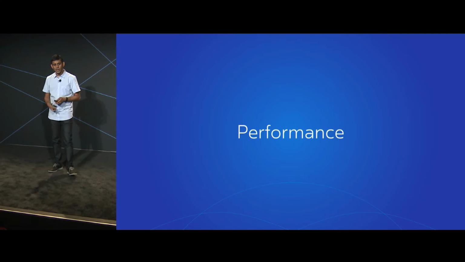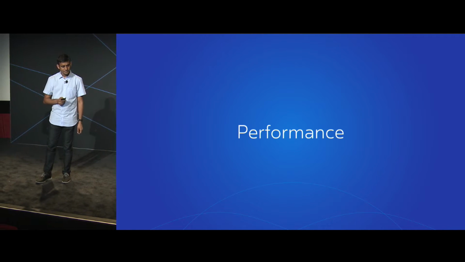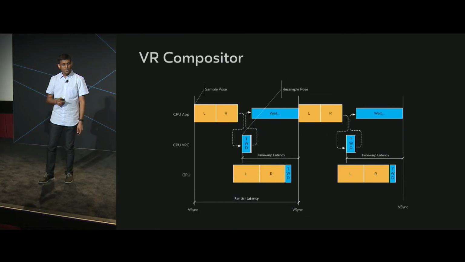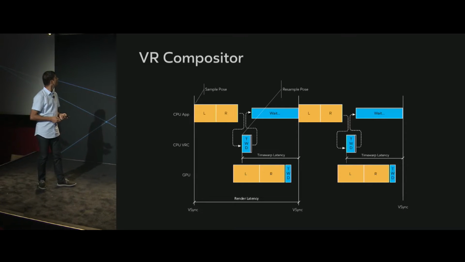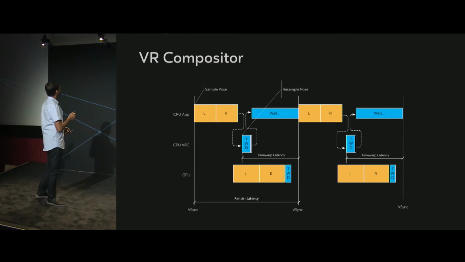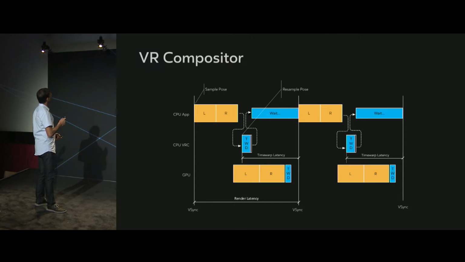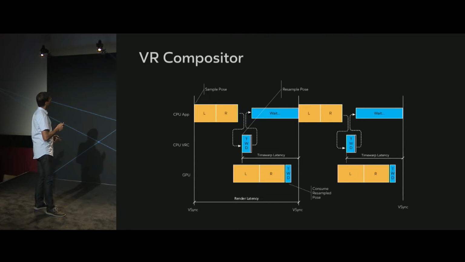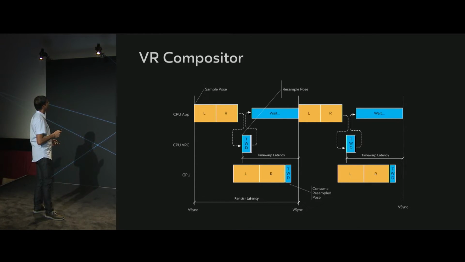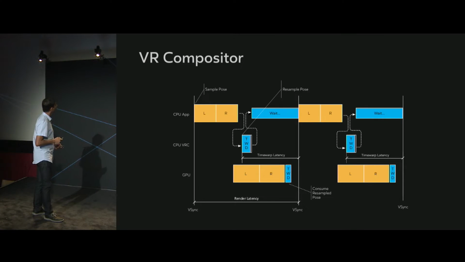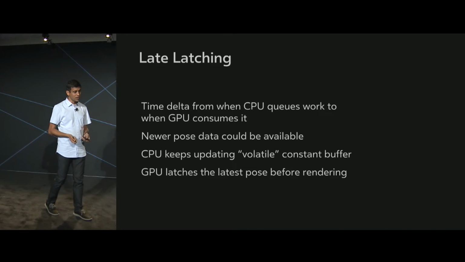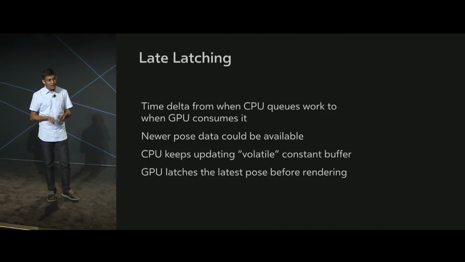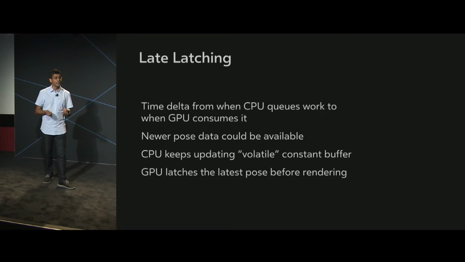So now I'm going to talk about how to get good performance and latency out of VR. This was the compositor timing diagram I just showed earlier. One thing to notice here is that while we sample the time warp pose at this stage, it's not actually consumed by the GPU till this point. And so the observation is that there's a time delta from when the CPU queues the work to when the GPU consumes it. And we could have new pose data available in between.